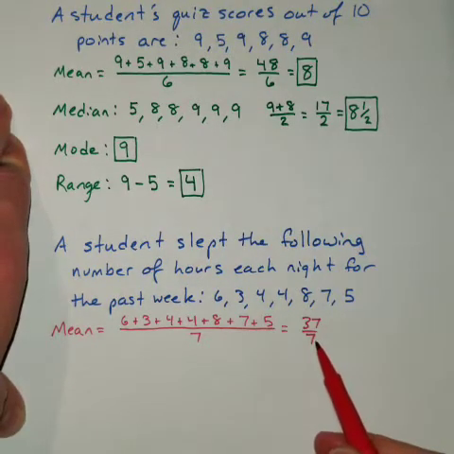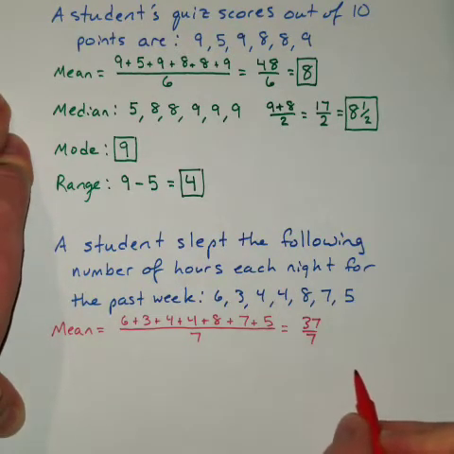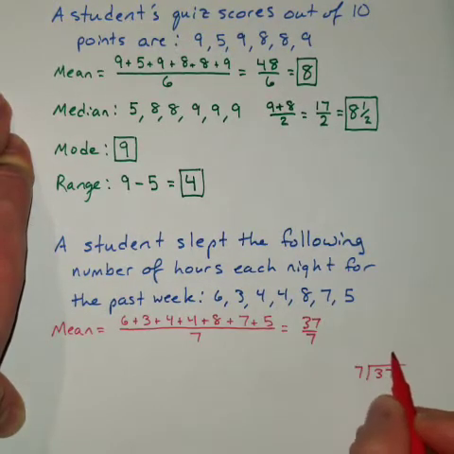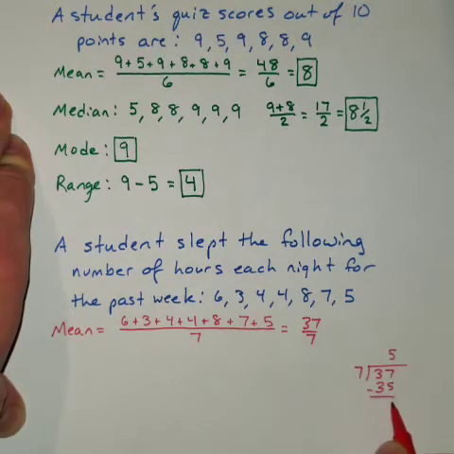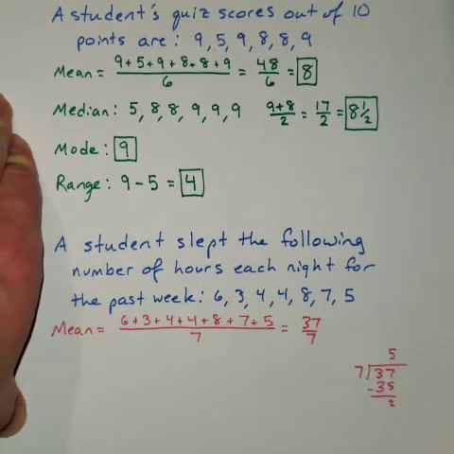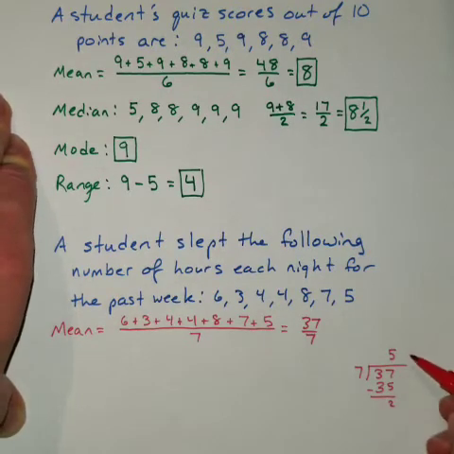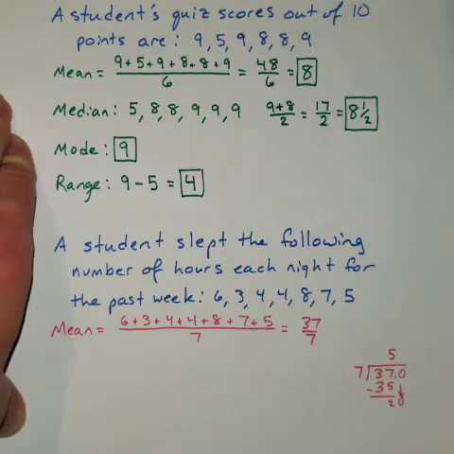And unfortunately, 7 doesn't go into 37 evenly, so I've got to do a little long division here to figure this out. 7 into 37. Of course, it goes 5 times. 5 times 7 is 35, with a remainder of 2. Now I'm going to go ahead and put this in decimal form. So let's see. I need a 0 over here. We're going to bring down the 0, and I'll round it to the nearest tenth.